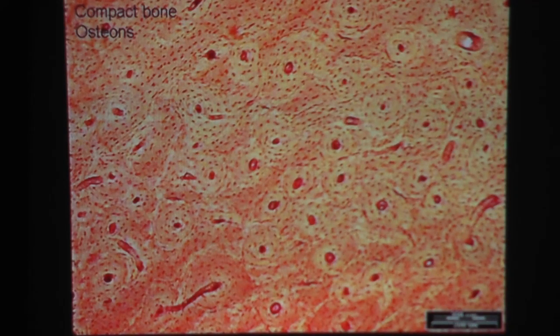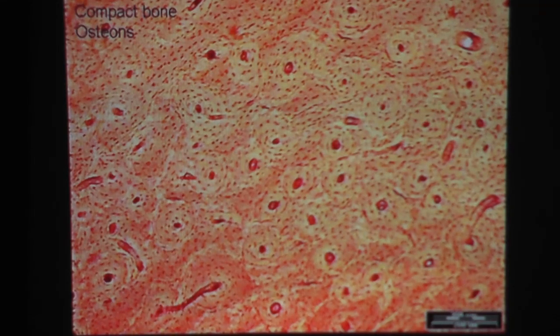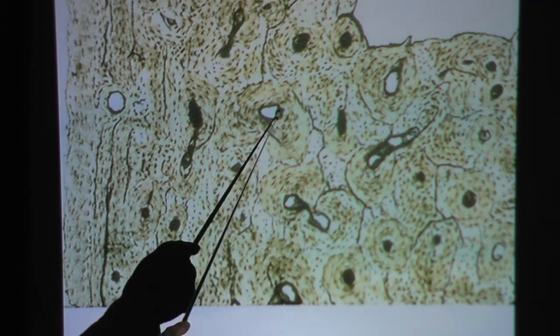Low power of a compact bone with many, many osteons. I hope you're getting the hang of this now. Here's another look at compact bone with many osteons. All right, that's it.